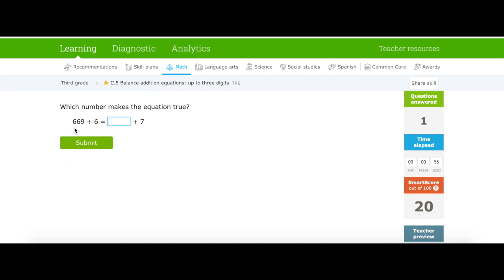Let's give another example. So 669 plus 6 equals what plus 7? So I see they added 1. 6 plus 1 equals 7. That means I need to do the same amount but take away from the other addend. So 669 minus 1 is 668.